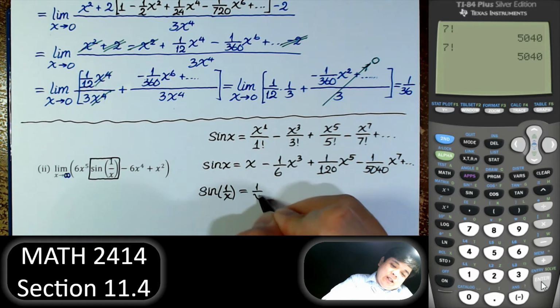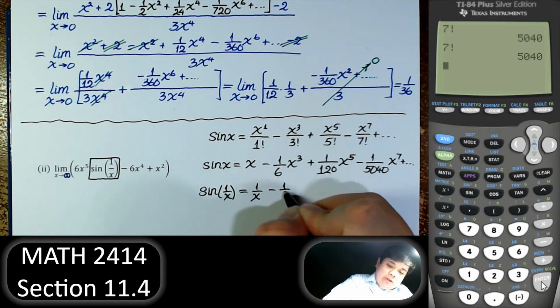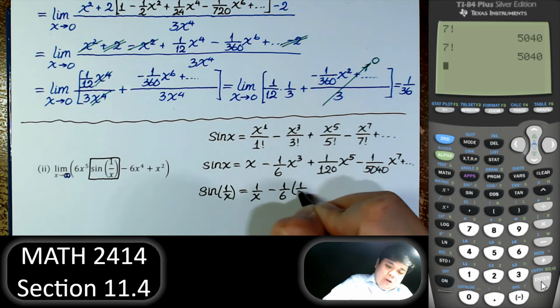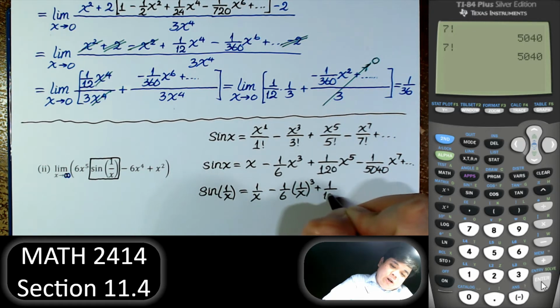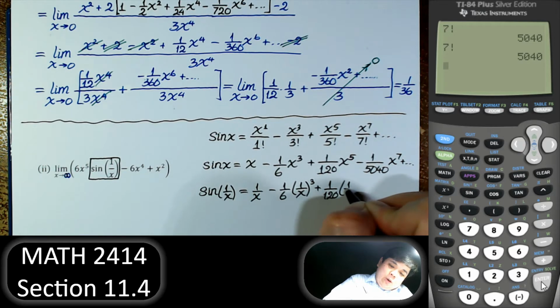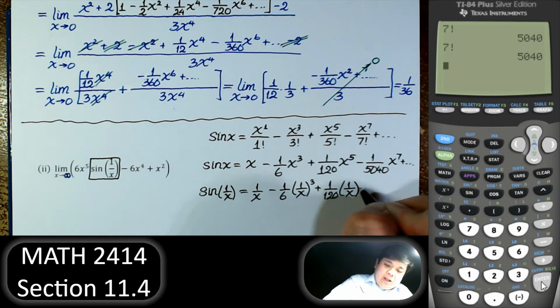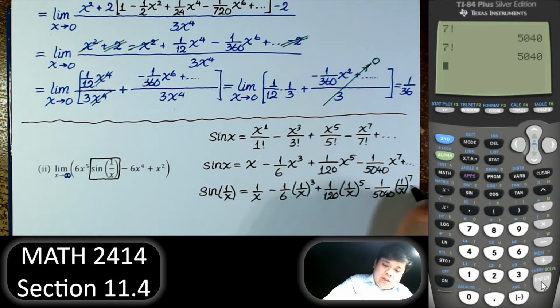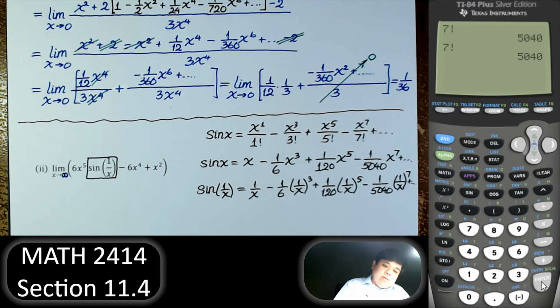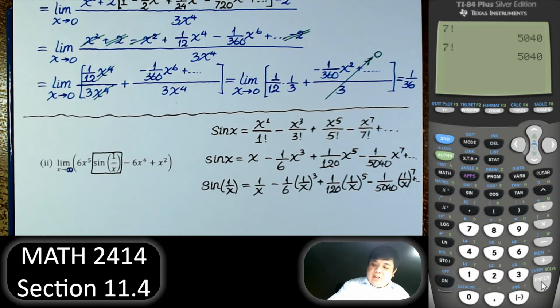One over x minus 1 over 6, 1 over x cubed, 1 over 120, 1 over x to the 5th. It looks like this is enough, but let's go one more term: 5,040, 1 over x to the 7. Now substitute that in here.